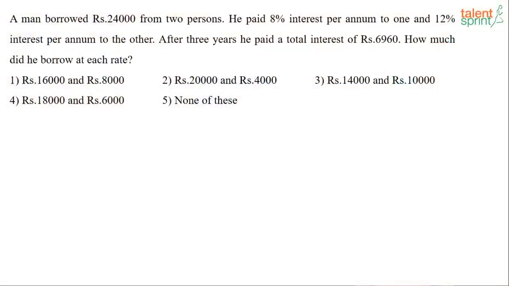Next question. Try this. A man borrowed 24,000 from two persons. He paid 8% interest per annum to one and 12% interest per annum to the other. After 3 years, he paid a total interest of 6,960. How much did he borrow at each rate? Now, this is a simple question, and yes, it belongs to the simple interest case. How do I know? Like I have always mentioned, if nothing is specified explicitly in the question, take it as simple interest.